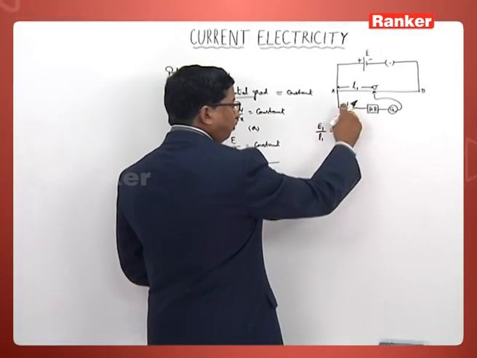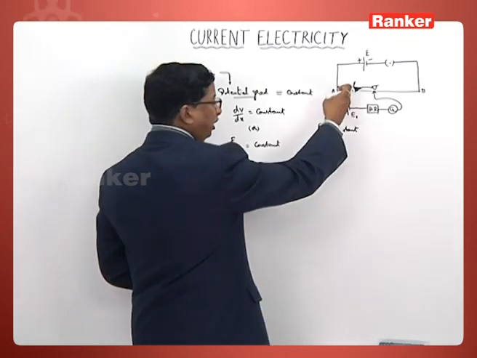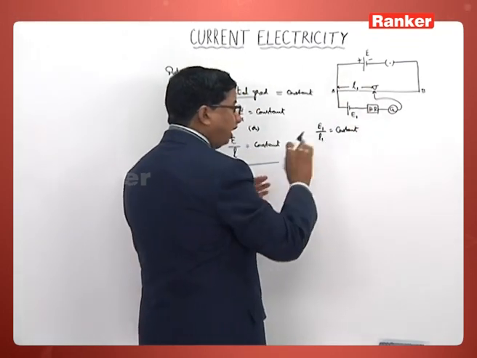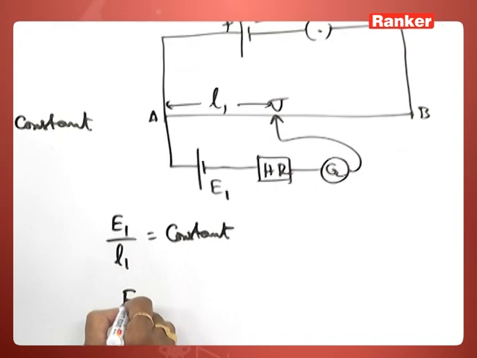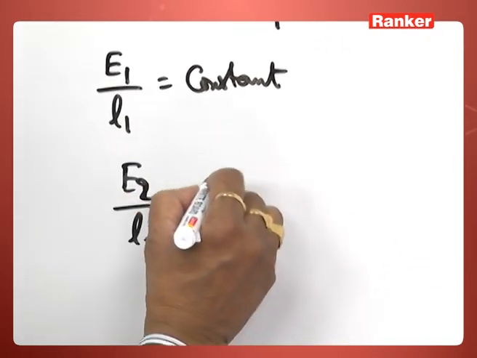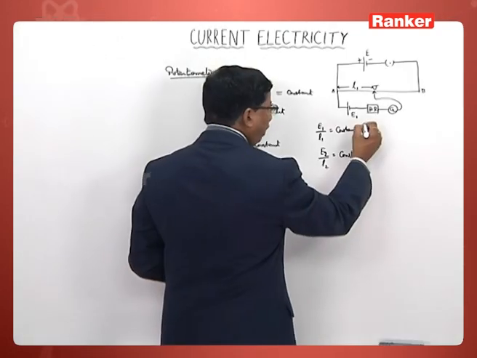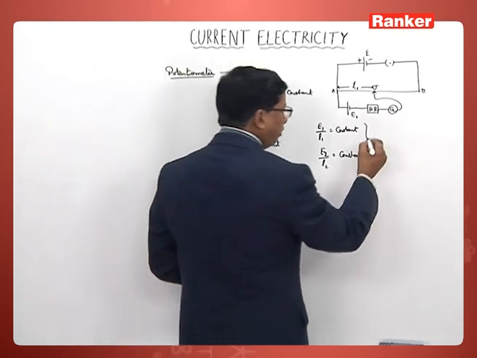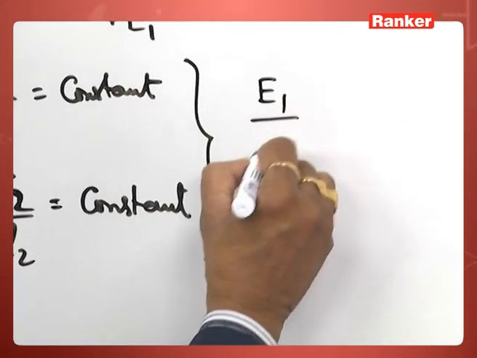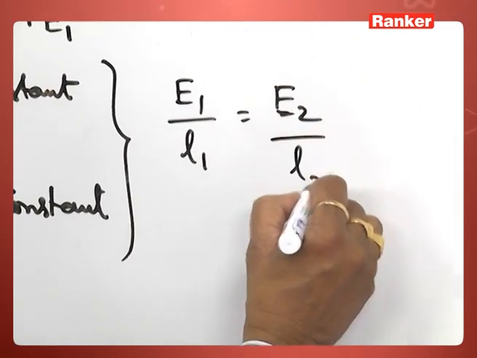Suppose I replace this one by another cell of EMF E2, and I get the corresponding balancing length as L2. Then I can rewrite the same equation this way: E2 by L2, that now becomes a constant again. So what exactly is the equation we can produce? E1 by L1 must be equal to E2 by L2.